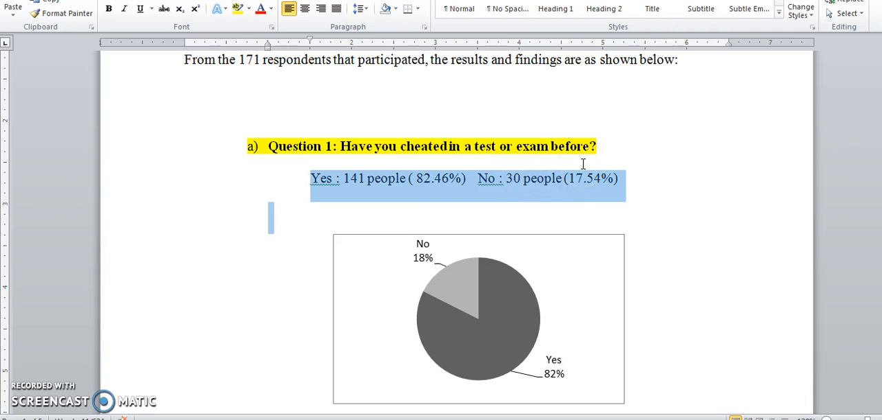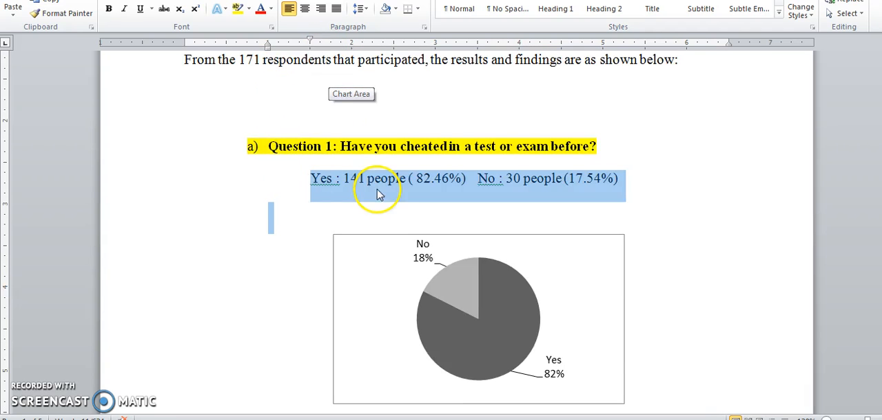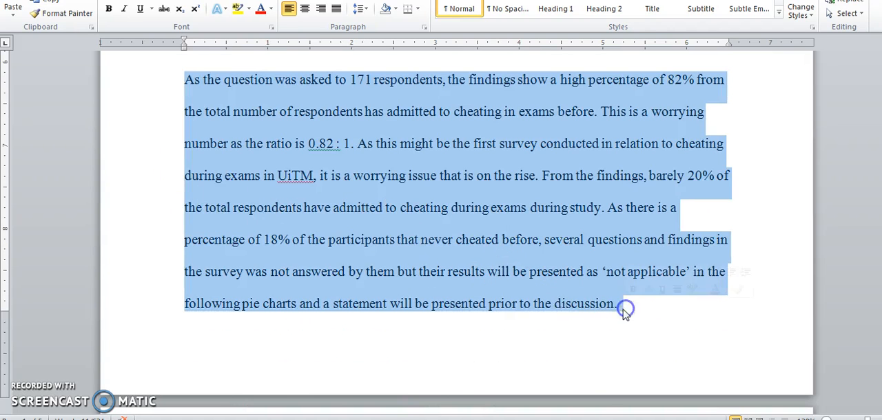Some people prefer reporting this, some might not put this in. It's really up to you. I would like to train you guys to practice this because it just makes your research paper look more solid, more refined. So after you have placed the question and the data there, you will move on to this short paragraph.